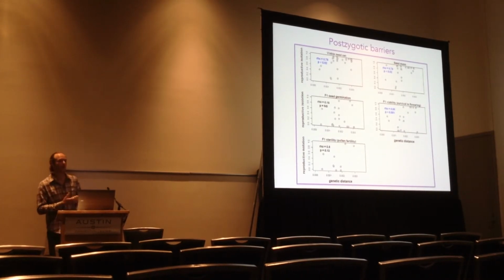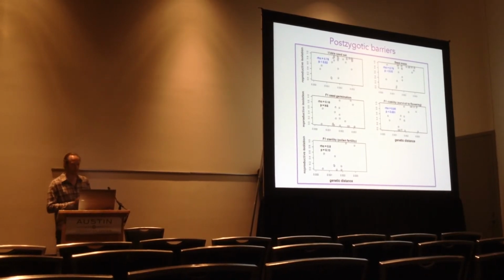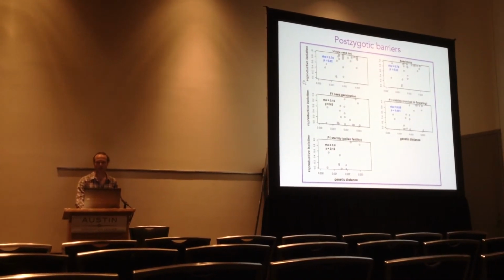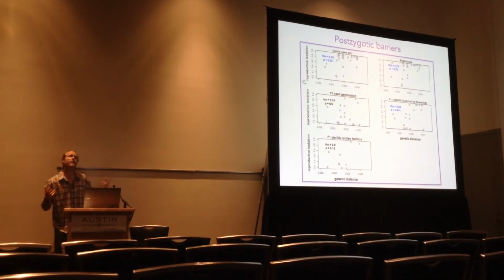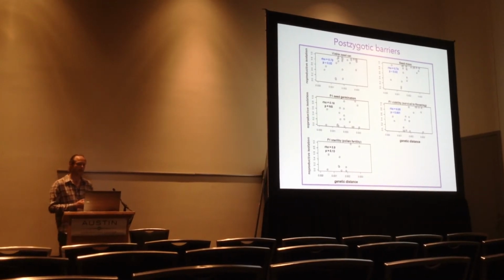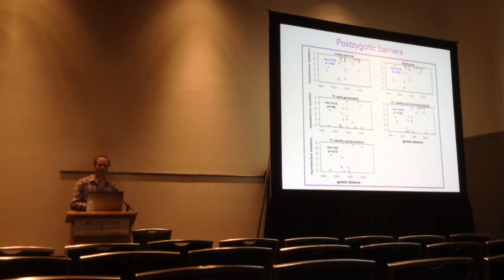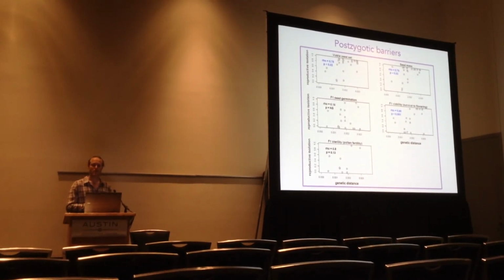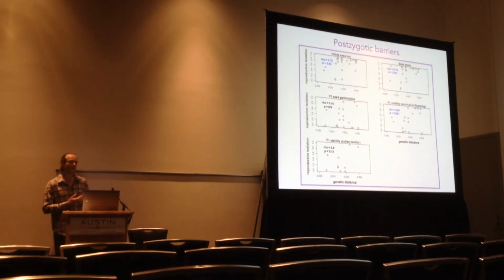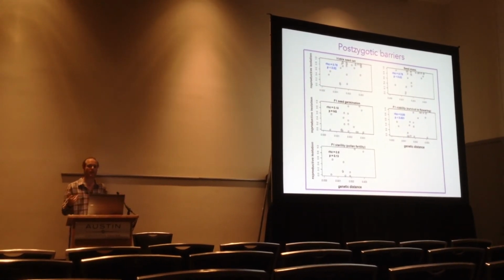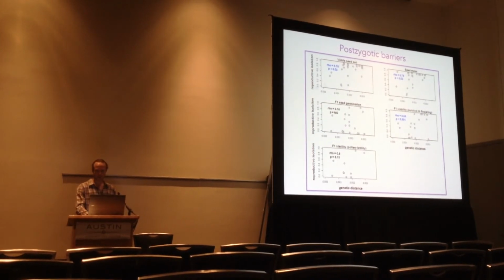Okay, now I wanted to move on to the post-zygotic barriers. So in this first panel, we're just looking at viable seed set, period. Did the cross result in any viable seeds? And I've basically coded significant values in blue. So again, we're seeing this positive correlation between reproductive isolation, just does the cross work, and genetic distance.